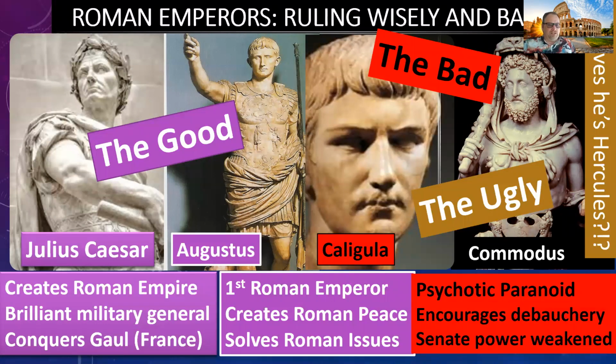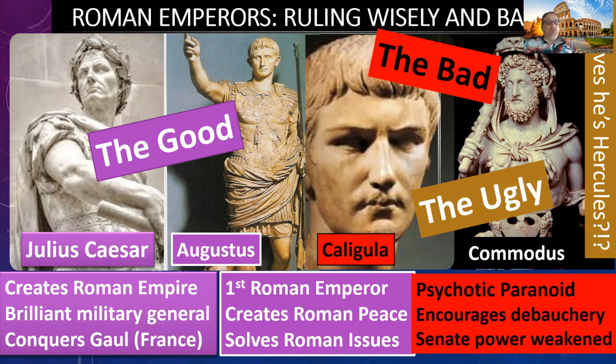Also a very good ruler, seen here in the second purple block. First Roman emperor, he creates the Roman peace, the longest period of uninterrupted Roman peace that we have. And he solves Roman issues, such as they have a drought issue. He's able to solve that as a young man. We have Caligula the bad, which you see in the red. He's a psychotic paranoid. He encourages debauchery, particularly sexual debauchery, and he wants to limit the power of the Senate, the power of the people.